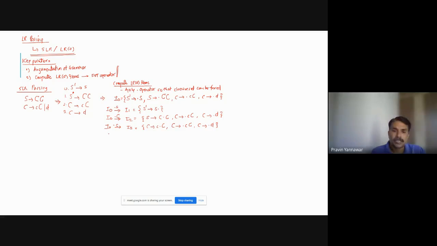Now next, can we go with one more variable, that is dot D here? Yes, you can go because that exists here. So C implies D, you have to shift the dot. So this is there. You mark it as I4.